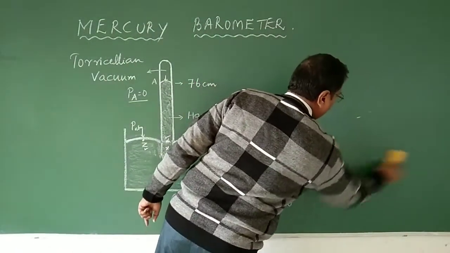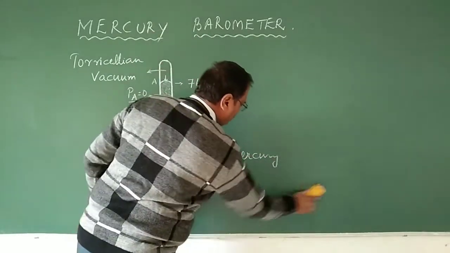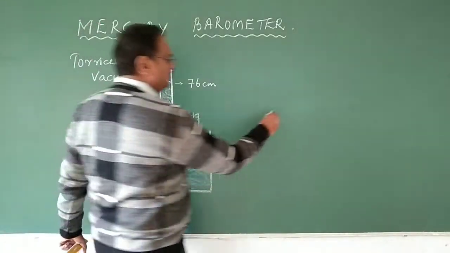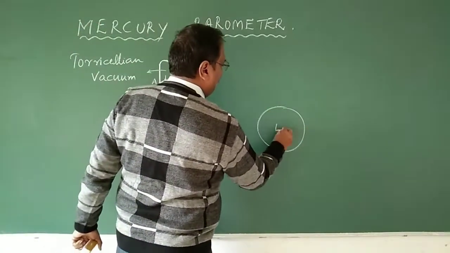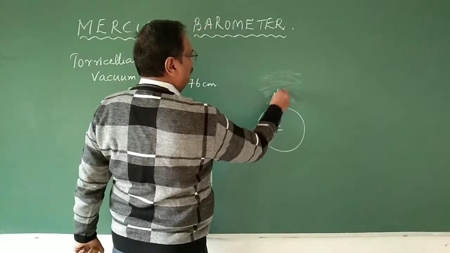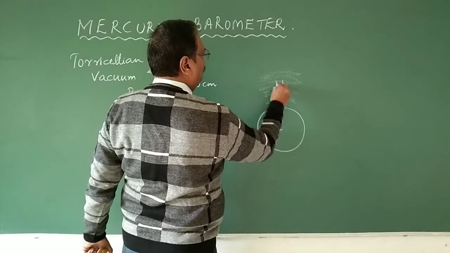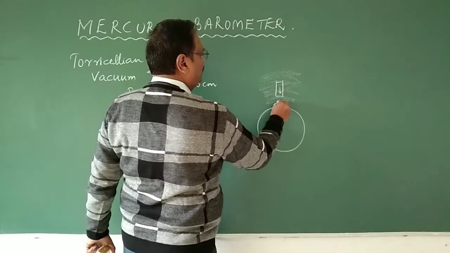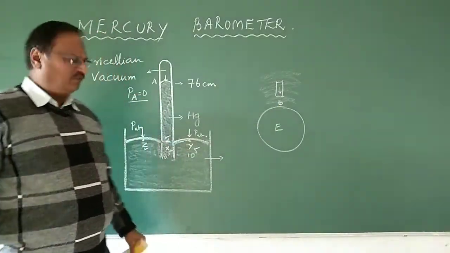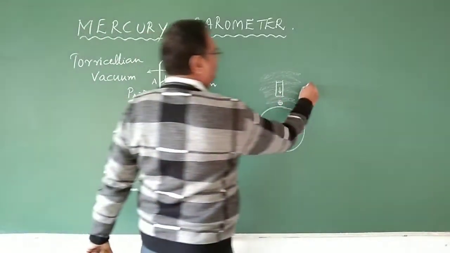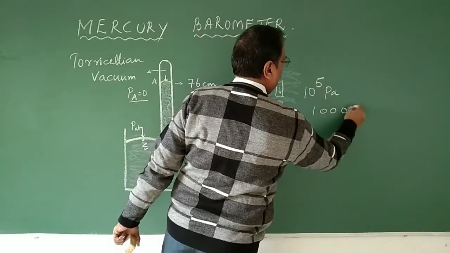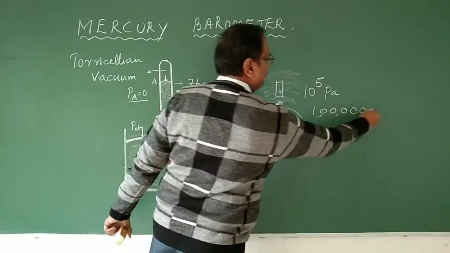You know that atmospheric pressure is due to the layer of air surrounding the earth. Earth is there, right? And there is a strong layer of air around the earth. This layer is going to apply a pressure on objects on the earth, and that is called atmospheric pressure. Now, what is normally atmospheric pressure? 10 power 5 Pascal, that is 1 lakh Pascal.